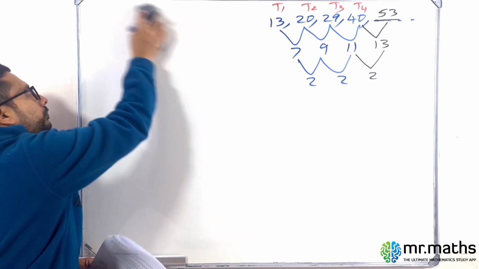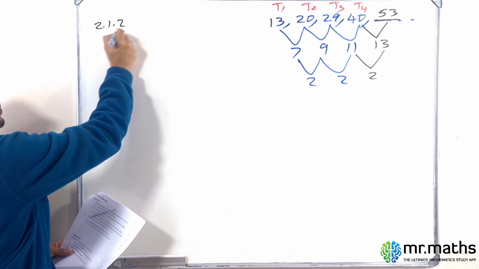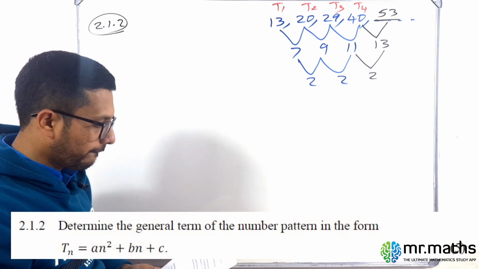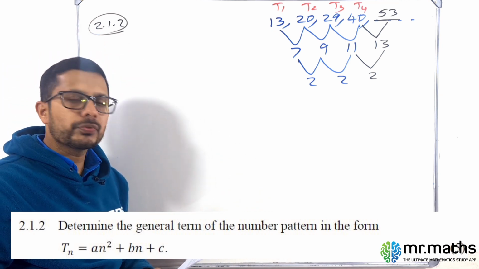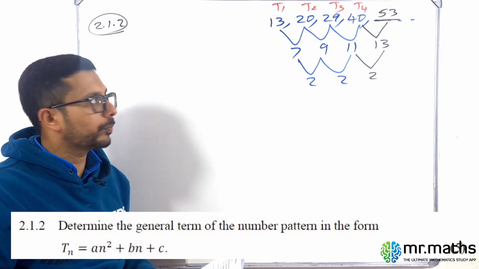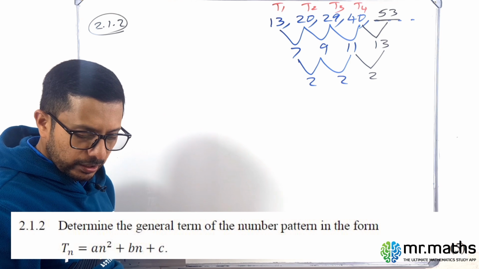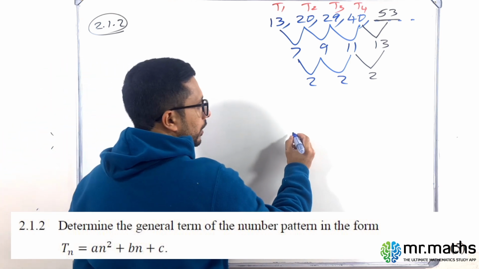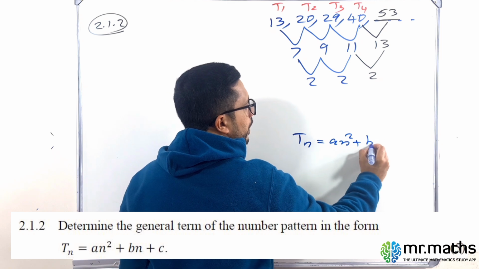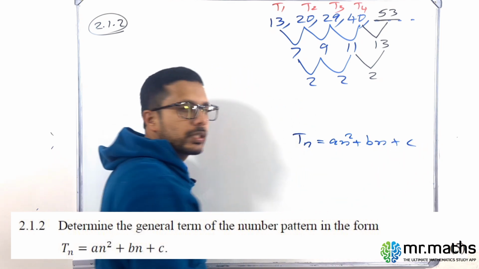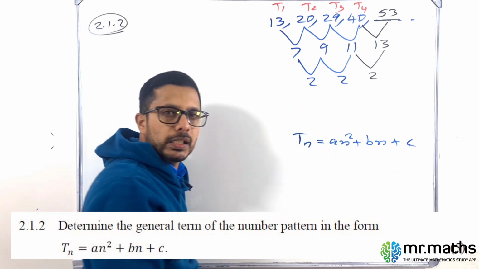2.1.2. Question number 2.1.2. What is that question? Determine the general term of the number pattern in the form of Tn. You have to find the general term. Okay, so here to find the general term, what is the general term of a quadratic sequence? Tn is equal to an squared plus bn plus c. Right, this is a general term, and here you have to find the values of these a, b and c.